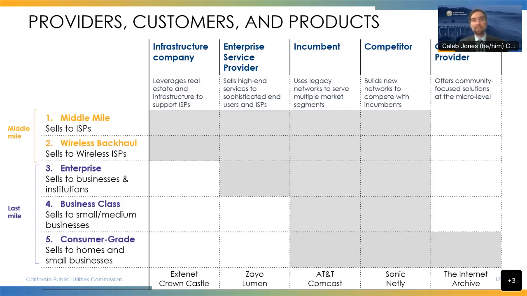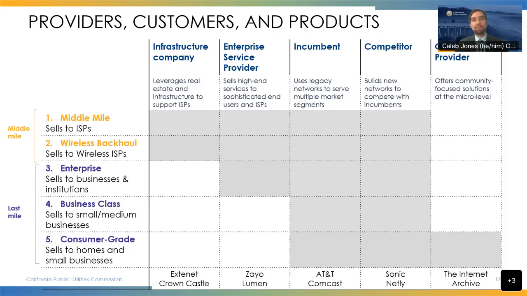Typically, the largest incumbents and competitors use their networks to serve all of these segments of the market. They'll sell middle mile services to other ISPs, they'll sell wireless backhaul to mobile wireless companies or to fixed wireless companies, and they sell the full range of last mile services to consumers, businesses, and enterprise. We will talk more about the opportunities for partnering with incumbents or competitors for some of these more sophisticated services at the top of the graphic when we get to models of public-private partnerships.